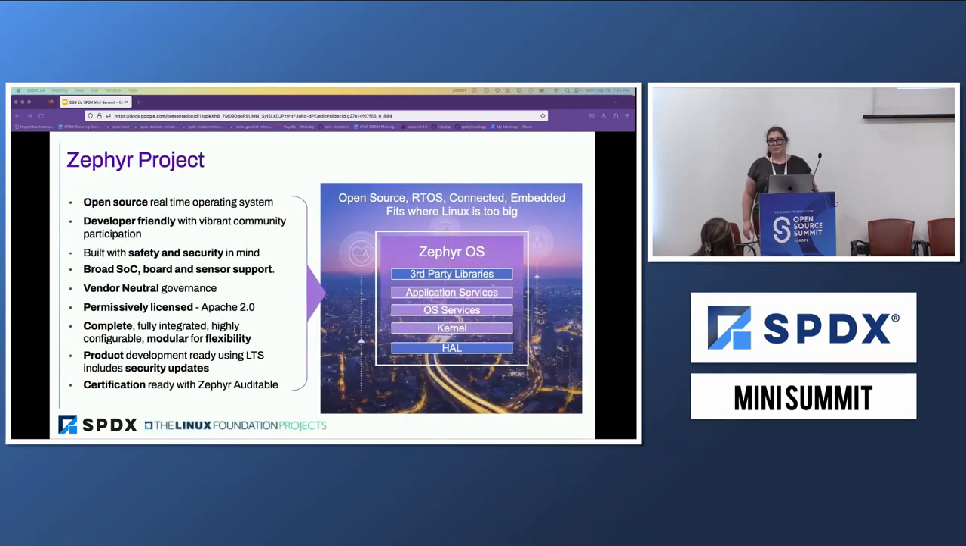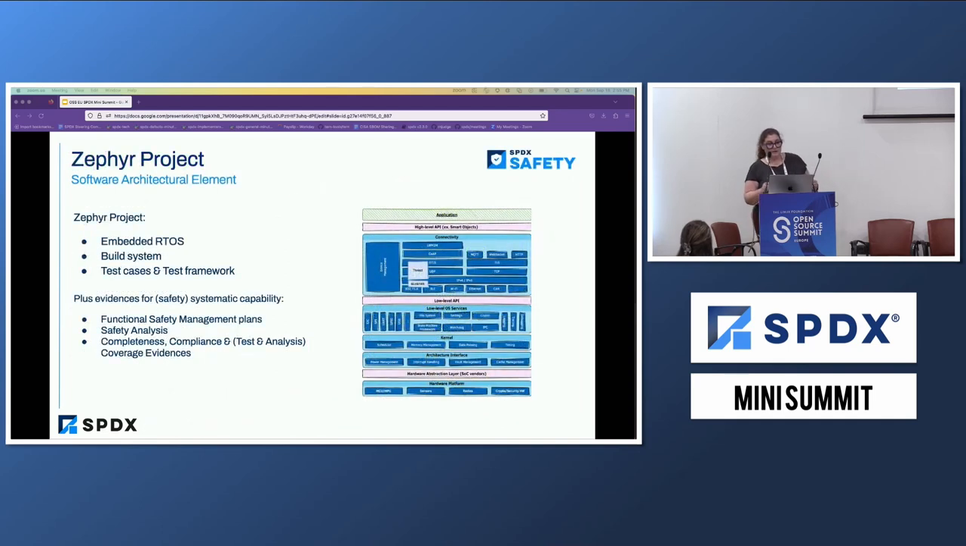So we are currently piloting this concept on the Zephyr project. For those who are not familiar with Zephyr, it's a small RTOS, a free operating system. It was started already with safety and security in mind, so there's a lot of structure already there. It's permissively licensed, so it's open source. And what we currently have with Zephyr is the RTOS. There's a build system available, there are test cases and test frameworks, so everything that you really want to have.